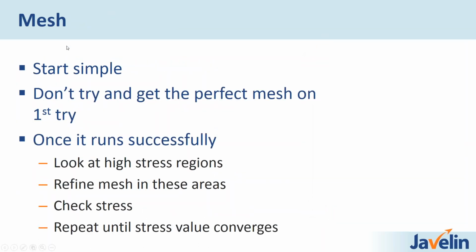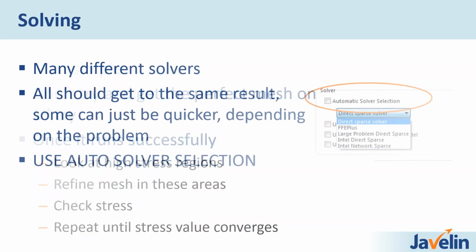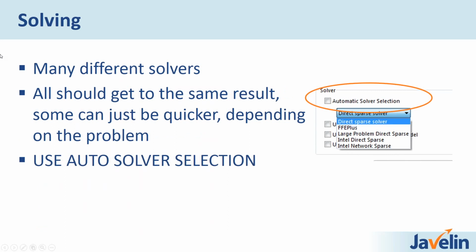So again, with the mesh, start simple. As I mentioned, don't try and get the be-all, end-all mesh on your first try. Then we'll come back after we actually look at the results, and we'll talk about where we need to refine the mesh afterwards. And it's typically in those high-stress regions. Now, when we get into solving, which is what I'm talking about here, and we go into our study properties, there's actually a few different solvers we can choose from, and if you're new to it, you won't have any idea what they are.